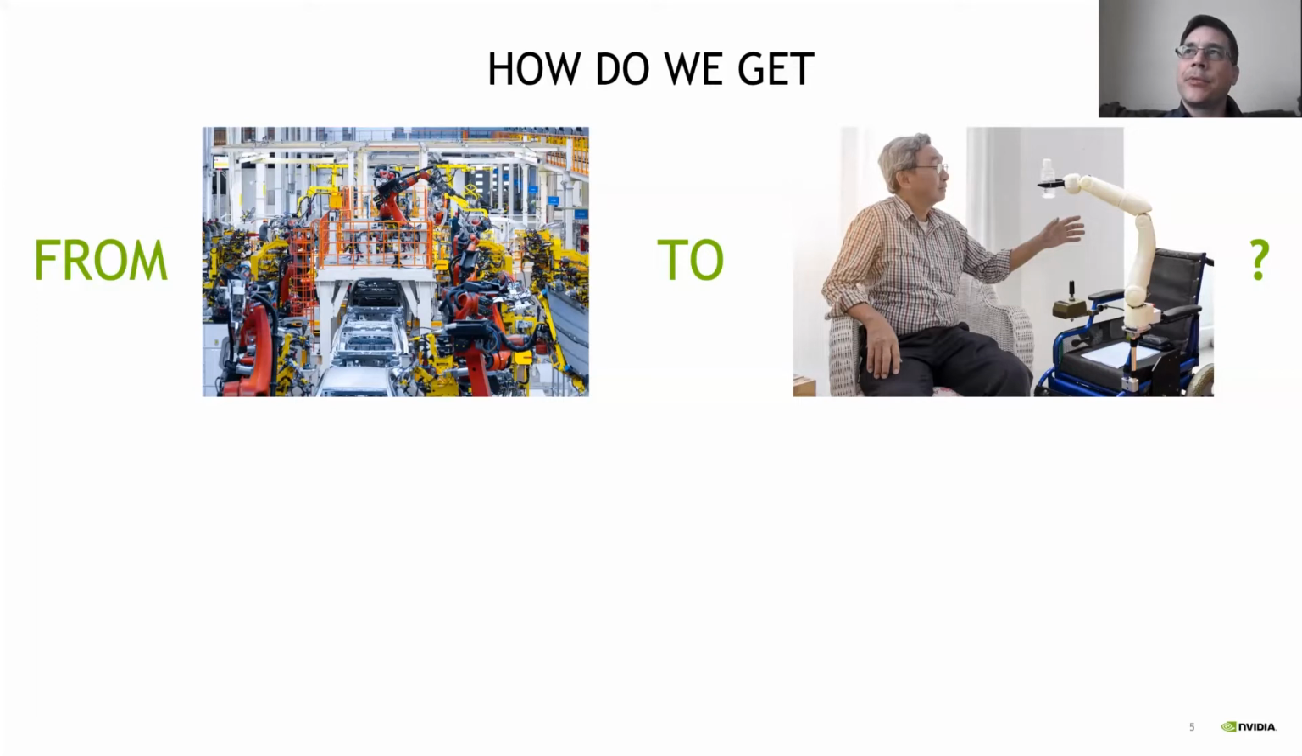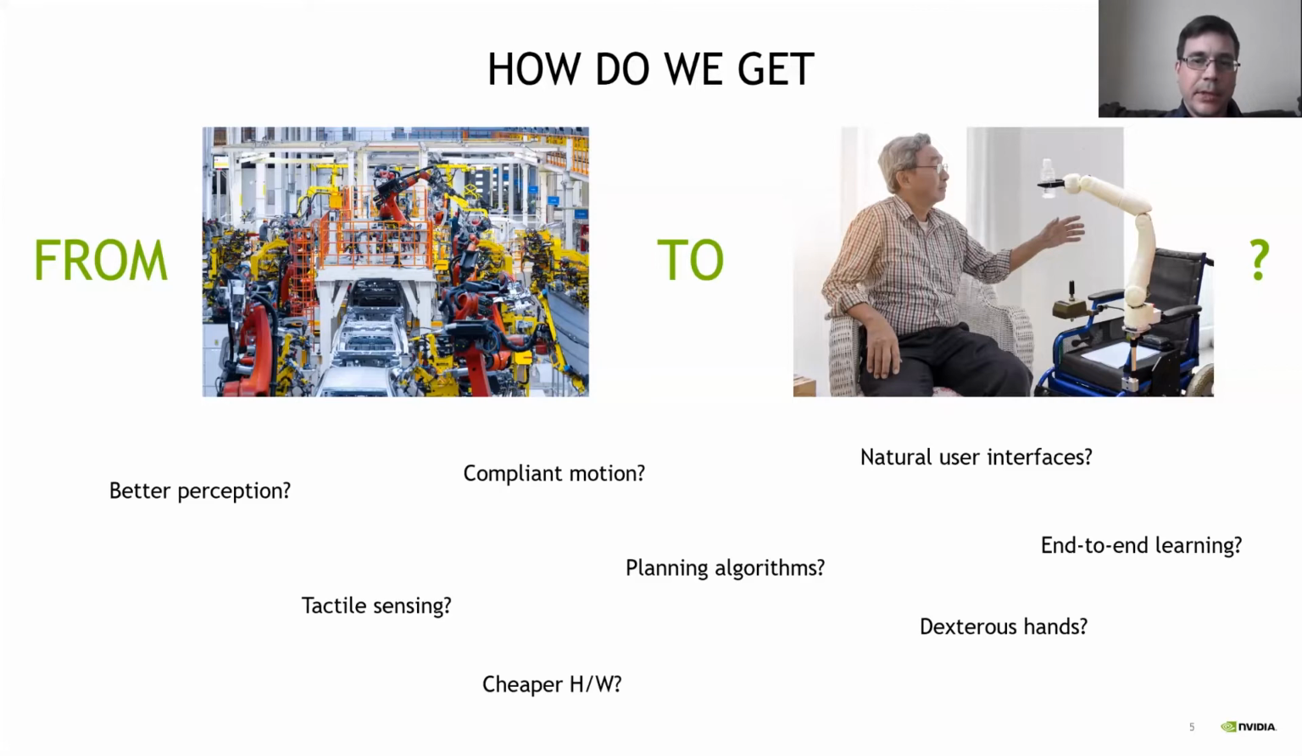So researchers around the world are tackling a variety of problems in robotics, from hardware to perception to planning and control. And no doubt these efforts are needed, and we're working on many of these ourselves. I will show you a few of them here. Perception, tactile sensing, planning algorithms, natural user interfaces, better hardware, hands, and so forth. And I think it's only through this multidisciplinary collective effort that we're going to make progress.